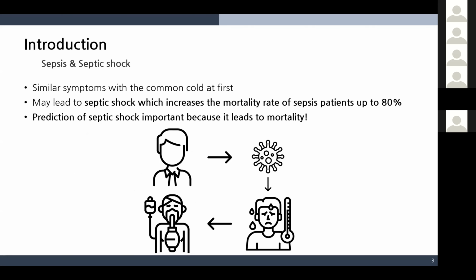Sepsis shows symptoms similar to the common cold at first, such as fever, but the deadly part about sepsis is that it may lead to septic shock, which increases the mortality rate of the patients to 80%. Although sepsis is treatable through identifying the cause of the infection and treating it, because mortality rate increases so rapidly once the patient develops septic shock, prediction is important in the treatment of sepsis patients.